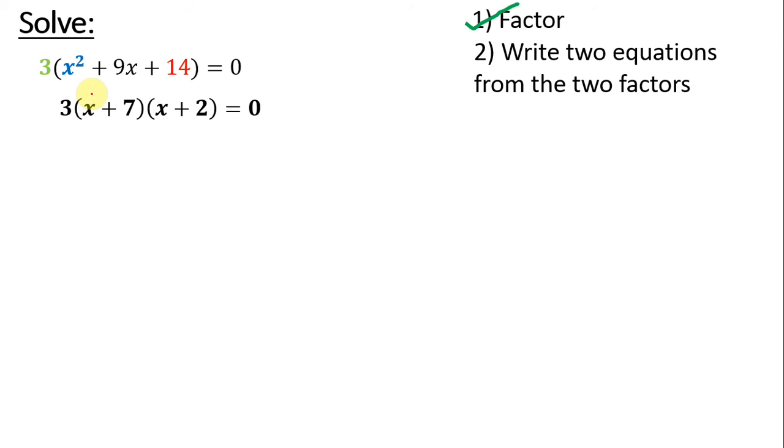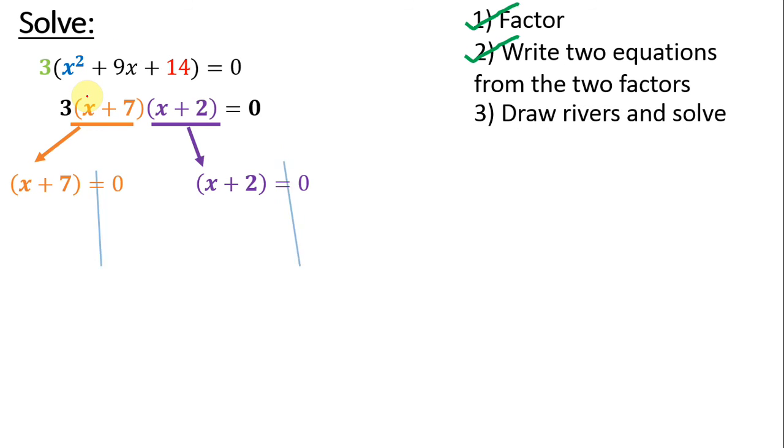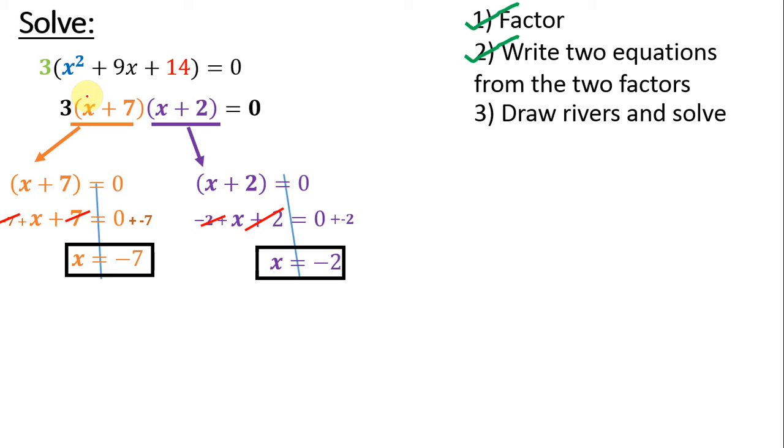Then I'm going to set my factors equal to 0. Notice I just kind of ignored this 3. It doesn't have an x on it, and therefore it doesn't help me find the value of x. So I can kind of just ignore that 3 for right now. Now I'm going to draw my river and solve. Those are my two solutions. No check today.